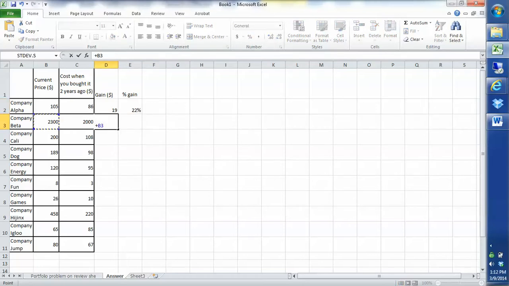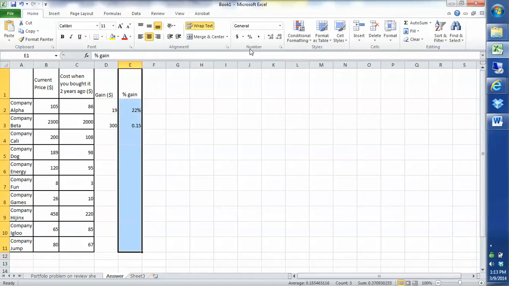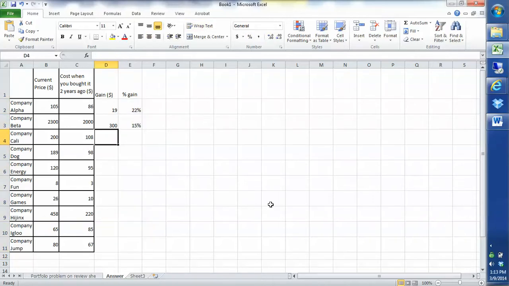We can sell it now for $2,300. It cost us $2,000. We had a gain of $300. We take that $300 and divide it by the original $2,000 cost, 15% gain. I'm going to format this whole column to be percentages so that we don't have to keep changing it. There we go. Company Cali.